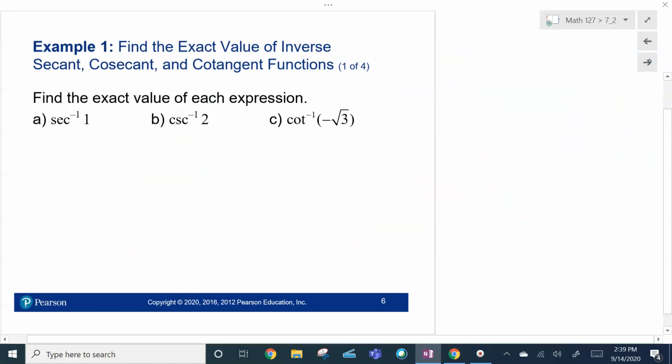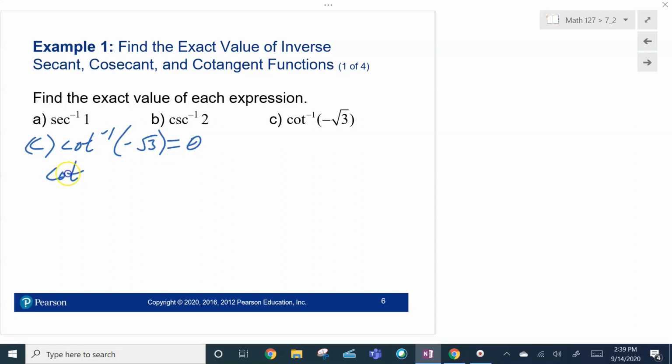Let's do the arc cotangent of negative root 3 now. So the arc cotangent of negative root 3, we're going to set equal to theta. That means the cotangent of theta equals negative root 3. And I look at my definition, and theta has got to be between 0 and pi on this one.